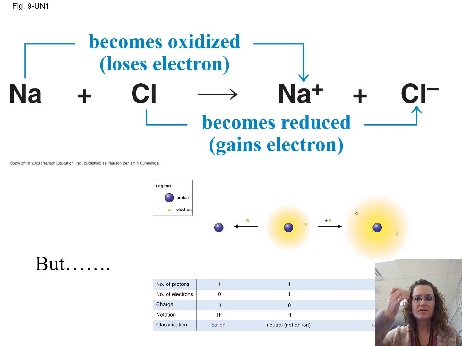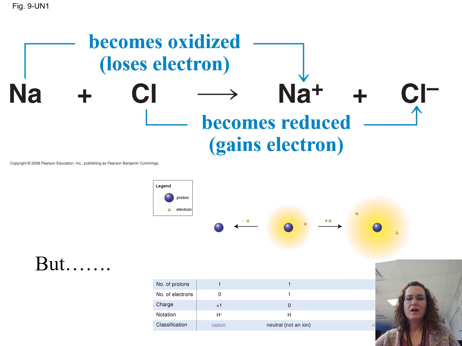If we look at some examples, we have sodium and chlorine, and then we talk about sodium chloride. This is ionic bonds 101. When the sodium loses the electron, it's getting rid of negativity, so it becomes more positive. So it's the one that's oxidized. And then chlorine is the other one. Chlorine gains that electron, becomes more negative, and is reduced.